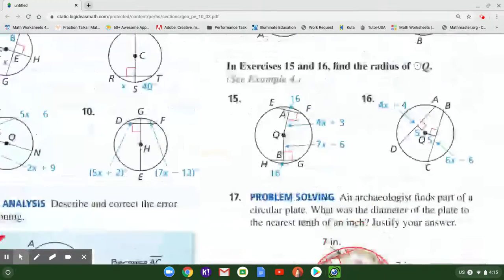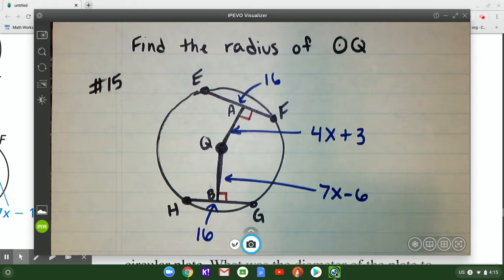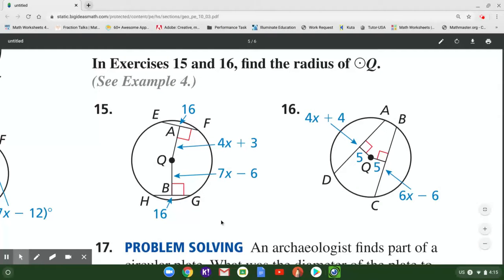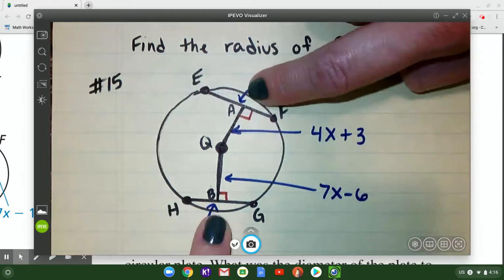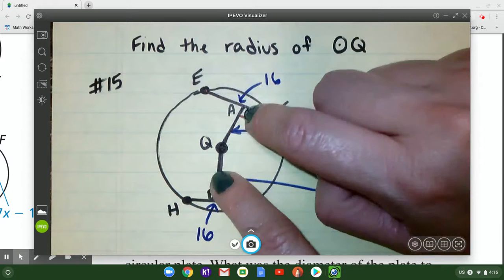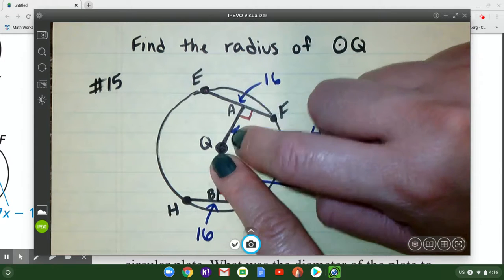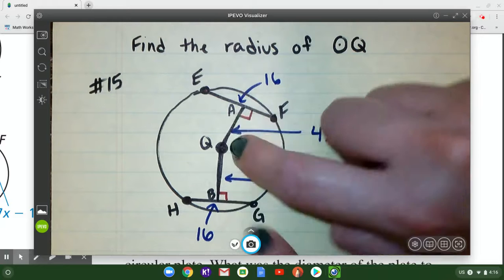So number 15, what I did was I drew it out on paper so I can write on this. I think I drew it accurately where this is 16, this is 16, which means these two pieces right here are congruent. Since these are chords and they're both 16, based on that theorem, that would mean that these two lengths right here are congruent. So when you set these equal to each other, that's going to help you solve for x, and then we'll be able to figure out what the radius is.